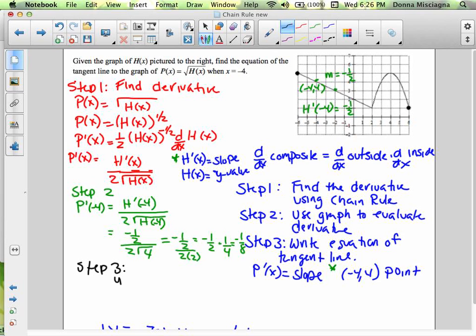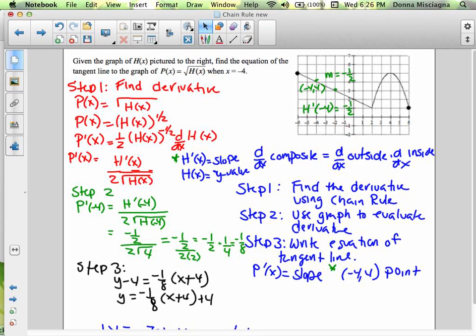So it's going to be y minus 4 equals negative 1/8 x plus 4. And we can move the 4 over. Y equals negative 1, oops, that's supposed to be an 8 there. Negative 1/8 x plus 4 and plus 4. If you want, you can rewrite that into slope-intercept form, or you can leave it like that.